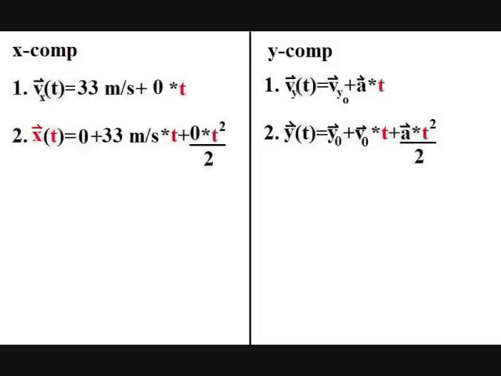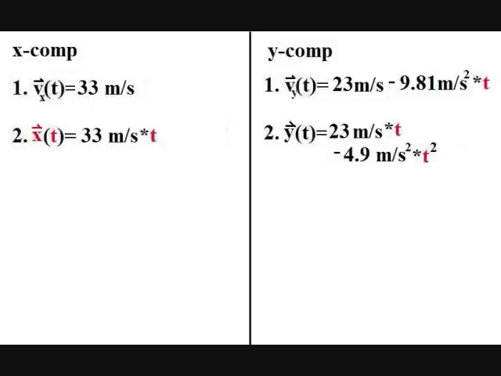We are given an initial x velocity of 33 meters per second, and since the acceleration in the x direction is 0, the x velocity at any time t is equal to the initial. Setting the origin at the point the ball begins its trajectory makes the initial x position 0. Since acceleration is 0, the x position at time t simply equals the initial x velocity, 33 meters per second, times time.